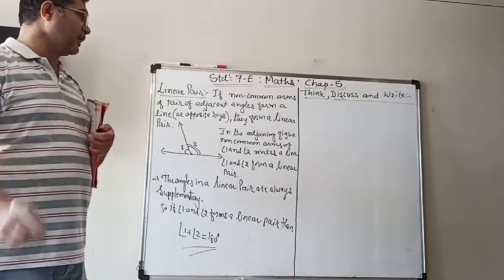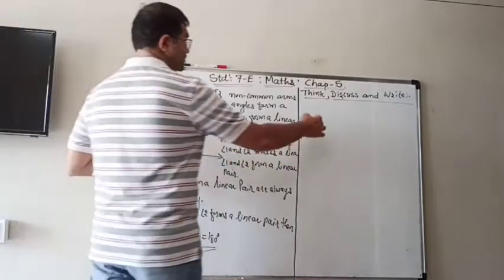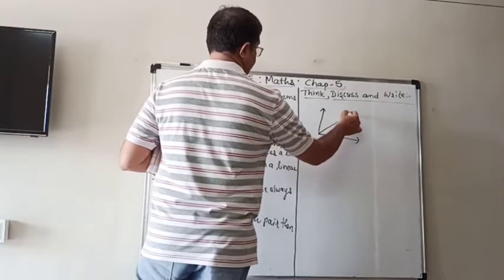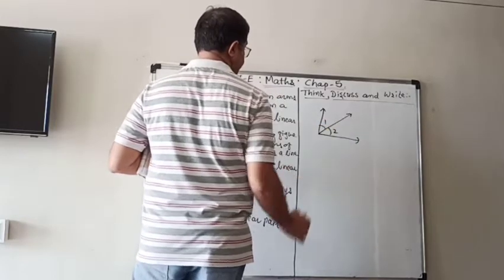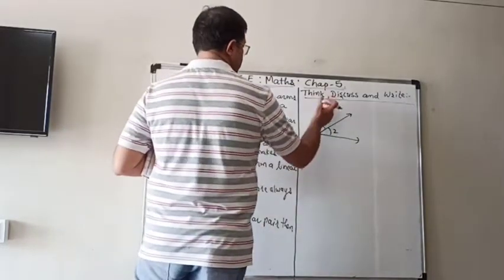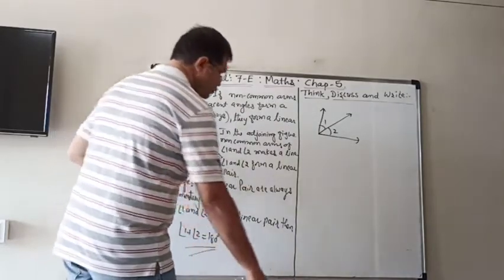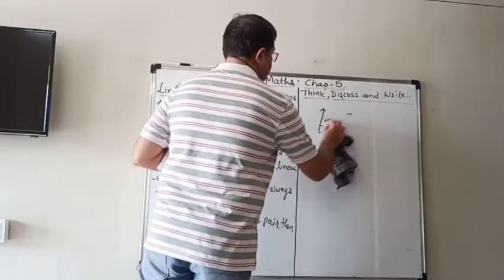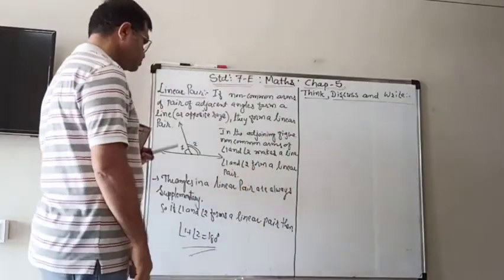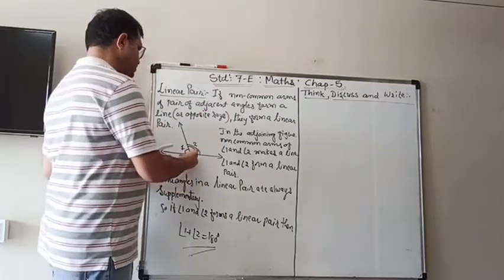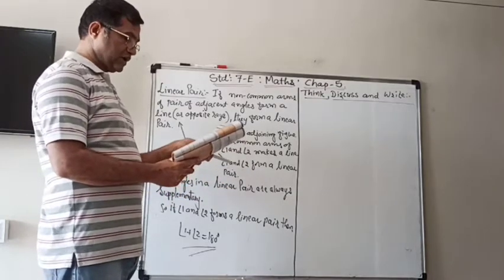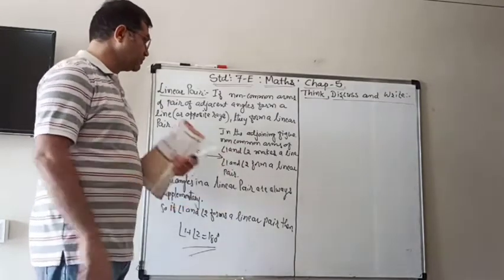If the non-common arms do not make a line, suppose these are the adjacent angles, angle 1 and angle 2. They are adjacent angles, but the non-common arms do not make a line. They don't form a line. So we cannot say that they are angles of the linear pair. So to be a linear pair, the non-common arms must make a line. Then we can understand that.